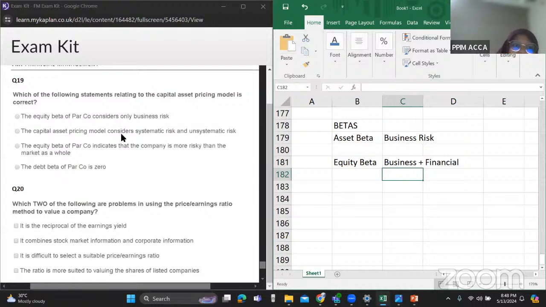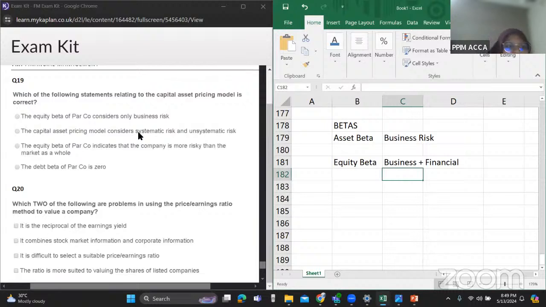So when it comes to the capital asset pricing model, we assume that all our investors are properly diversified. That means they don't have unsystematic risk. So the only risk that we consider in the capital asset pricing model is systematic risk. If you haven't gone through this area, just go through the CAPM chapter. It will definitely make sense.